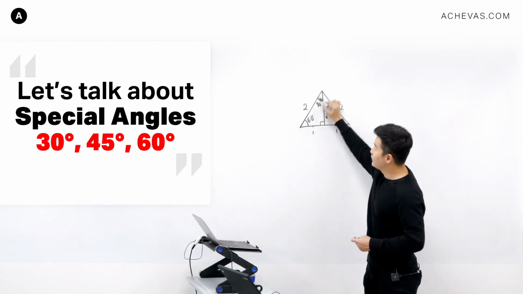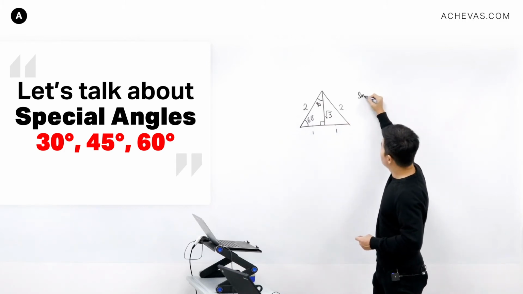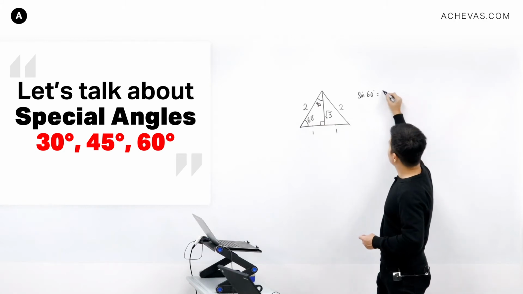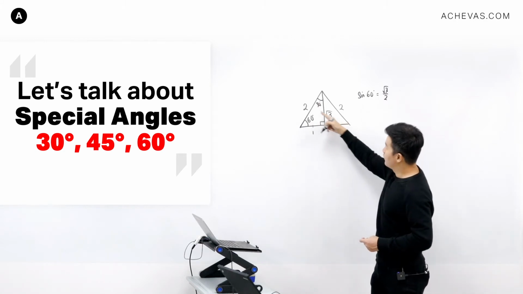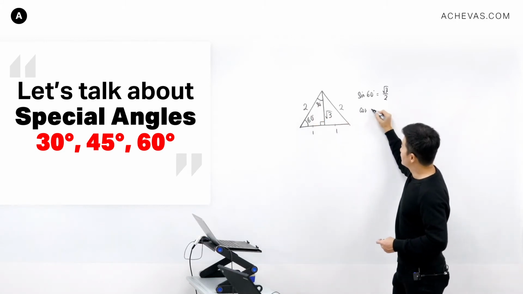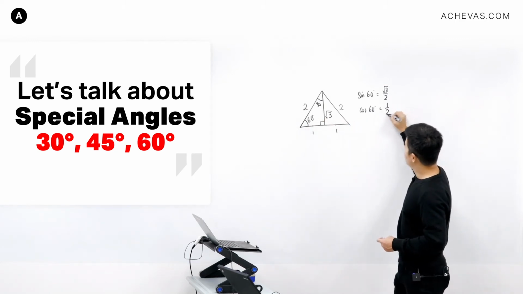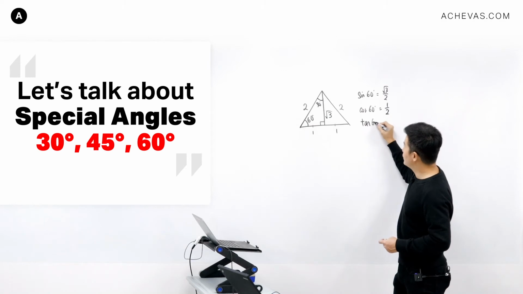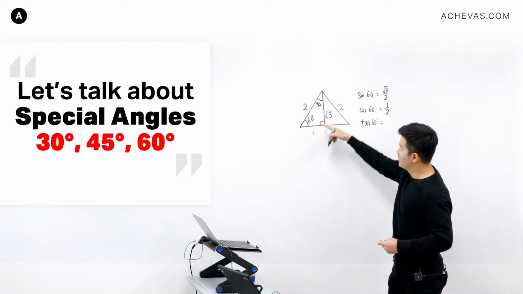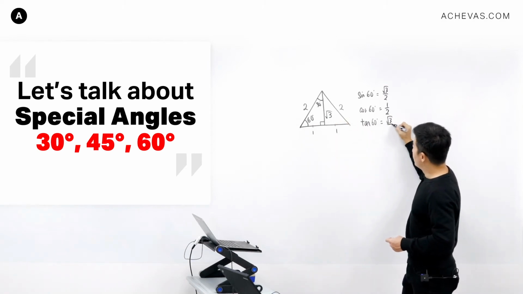So now based on this triangle, we can then quote sine of 60 degrees. Sine of 60 degrees is going to be equal to square root of 3 over 2. And we can quote cosine of 60 degrees, which is going to be 1 over 2. And then tangent of 60 degrees, which is going to be square root of 3 over 1.